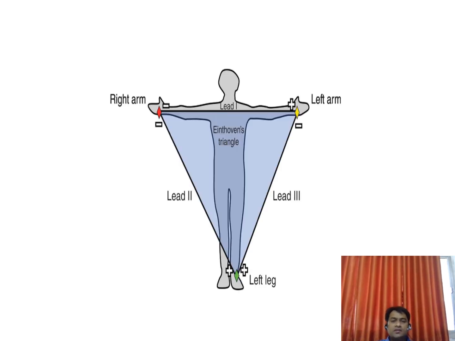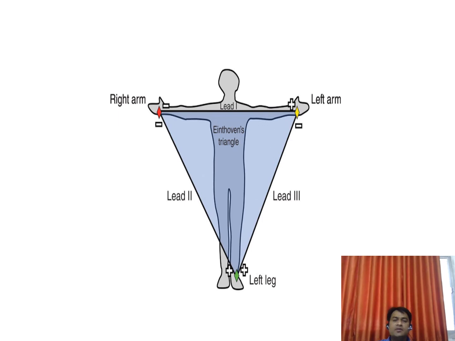So in this we see that the electrodes have been placed. Depending upon where the electrodes have been placed, we have the combinations. The combination of two electrodes is called a lead. So in the ECG recording, we use the limb leads, bipolar leads and unipolar leads.